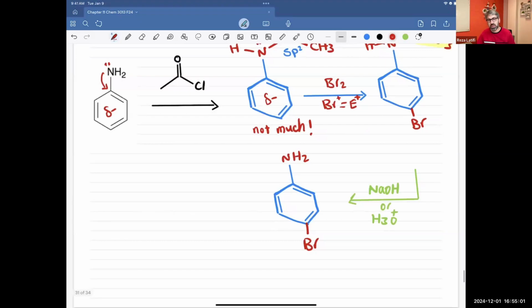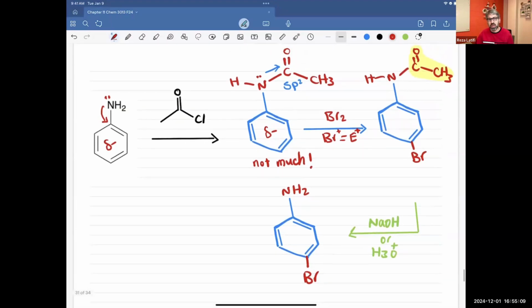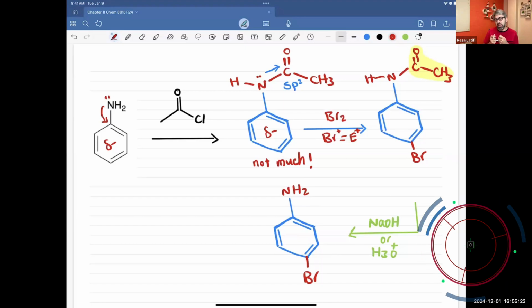So now we managed to get a monobromo product instead of a tribromo product, and this is the benefit of using acylation, the acyl group, to protect or block the NH2 group, and that way we reduce the electron donating character of the NH2.